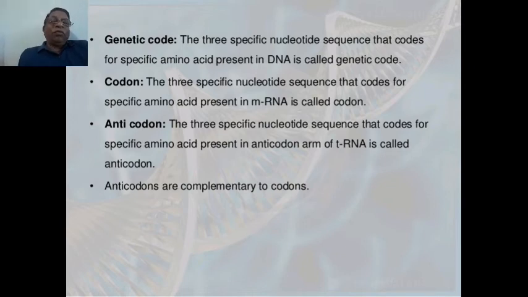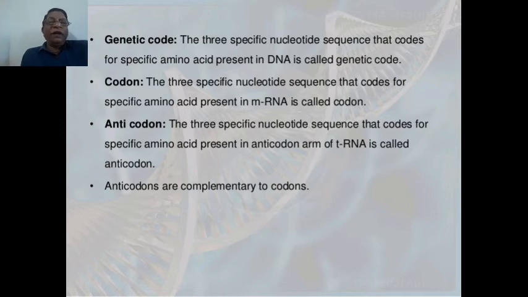So 3 bases on mRNA is called codon. What is codon? 3 bases or nucleotides which code for one amino acid we call codon.